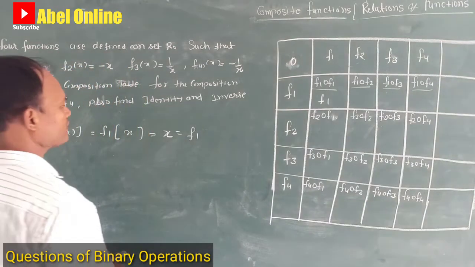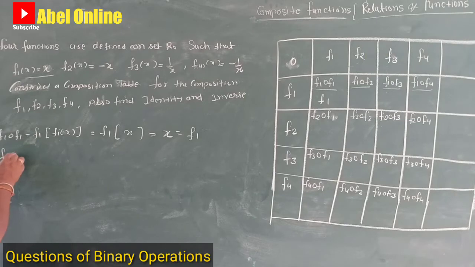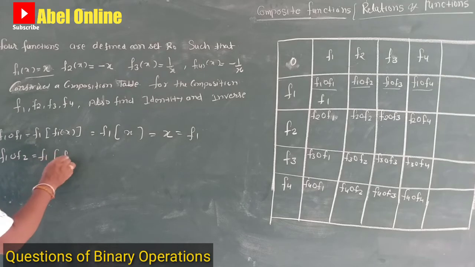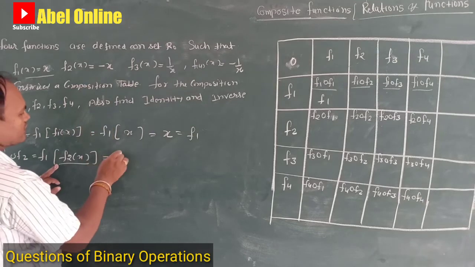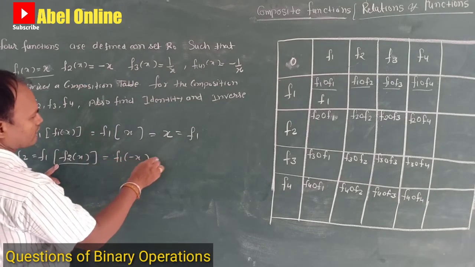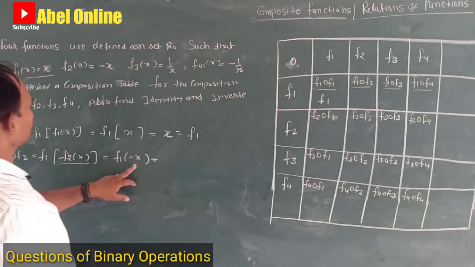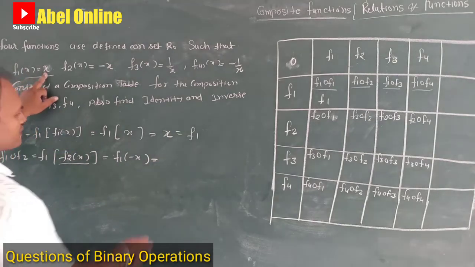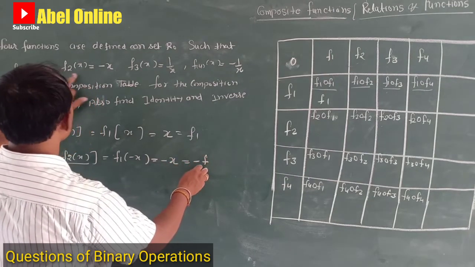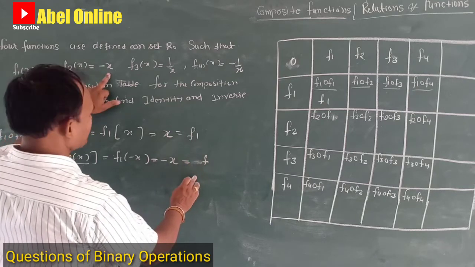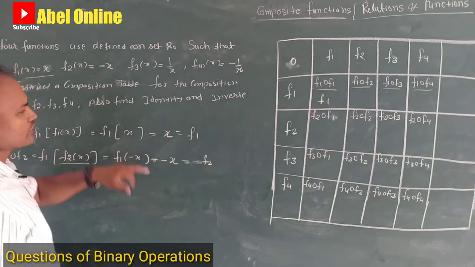Okay, next one is f1 o f2. f1 of f2(x). The value of f2(x) is minus x, and f1 of minus x means minus x, so it is minus x, and minus x is f2, so we can write here f2.